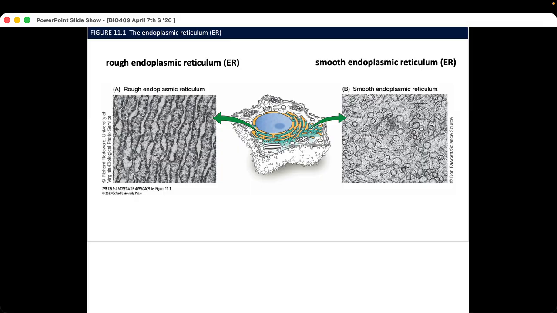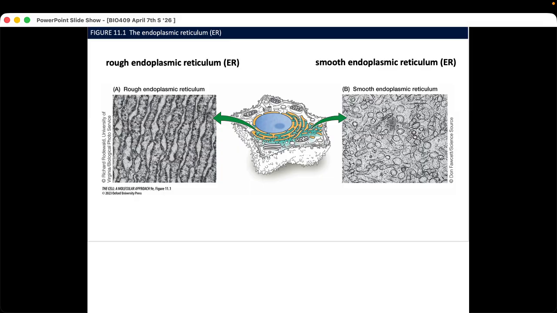So rough ER and smooth ER, and they have very simple stories as to their main functions, and their main functions are very different. The rough ER is what we're talking about, especially because the rough part of the rough ER is little dots or bumps in these micrographs, and those are ribosomes. So the rough ER is the site of protein synthesis.